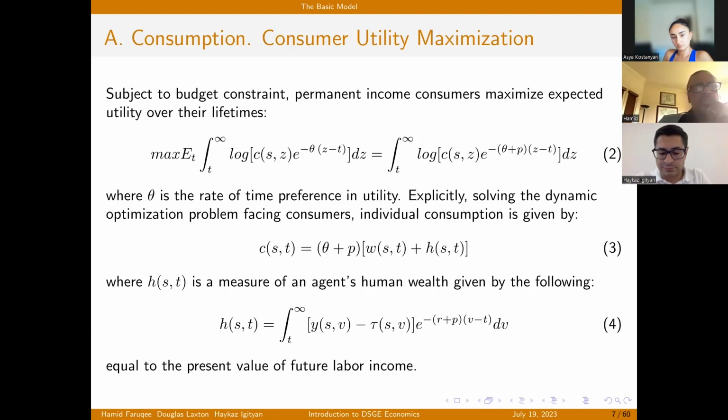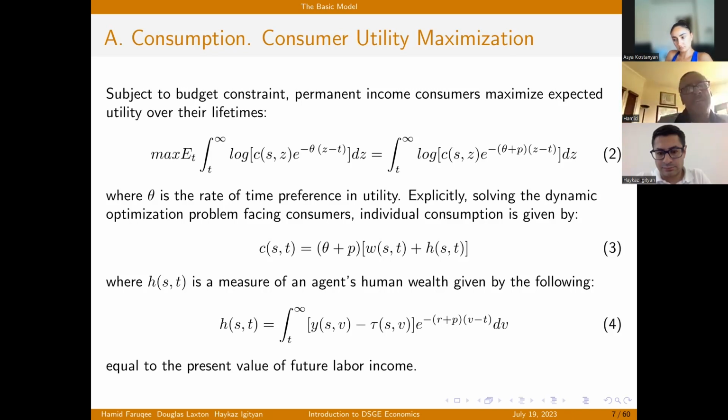Theta is close to that term in this framework. And if you solve out the optimization problem, under log utility you can get this equation 3, which shows that consumption can be written as a marginal propensity to consume, that's a constant theta plus p, as a fraction of your permanent income. And permanent income is your financial wealth plus this new term H, which is your human wealth. And the expression for human wealth is given in equation 4. It's the present value of your future labor income.